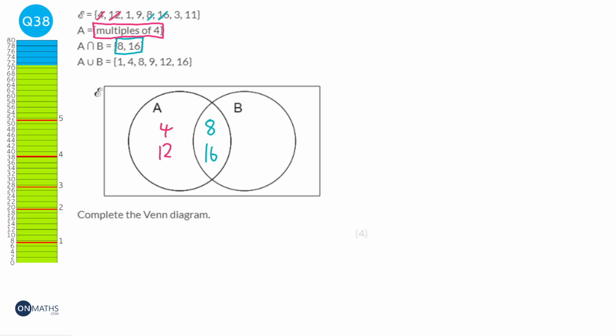So the next ones I'm going to focus on is the A or B. So A or B is in A, in B, or in the middle. So if we cross out the ones we've already used, so we've already used the 8 and 16, and the 4 and the 12, that leaves the 1 and the 9. We'll cross that out of our other list. And there's only 2 left in our everything list at the top. We've got the 3 and we've got the 11. So on the outside we have 3 and we have 11.